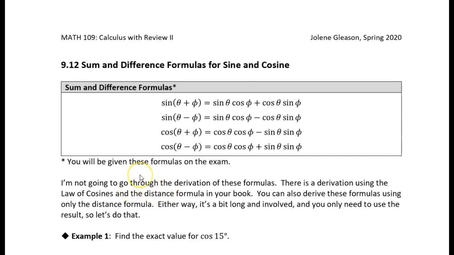And you will be given these formulas on the exam, so you don't have to memorize them. Now, that's it for the lecture for today. So here's the formulas, right?